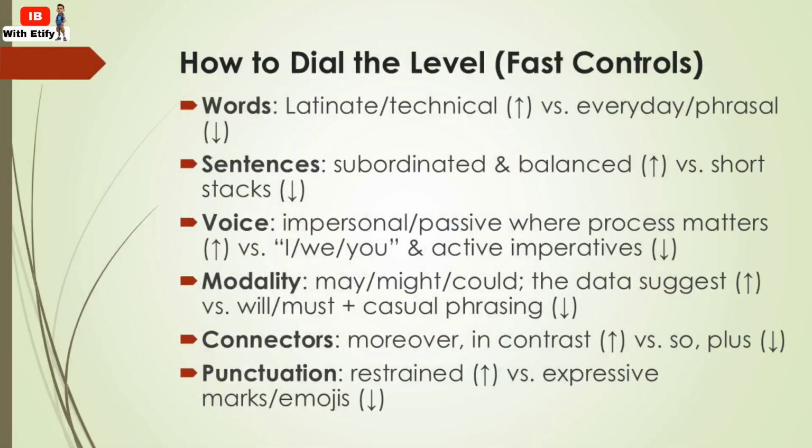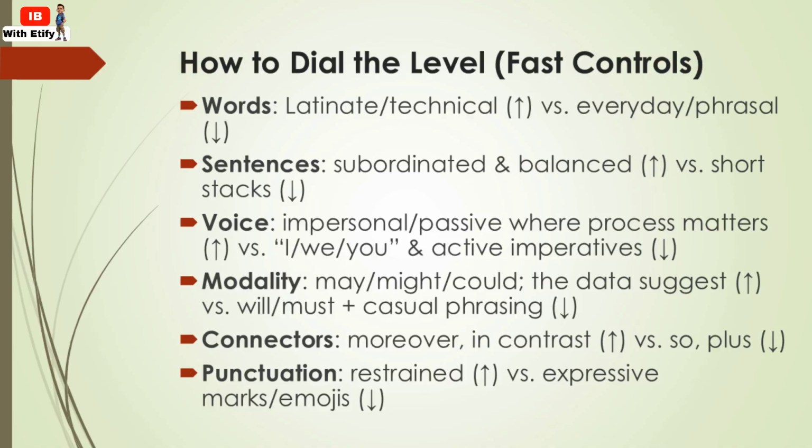A quick way to set and hold the level is to align a few levers in every paragraph. Word choice is the strongest signal. Implement, allocate, and mitigate push upward, while roll out, hand out, and cut down pull downward. Sentence design nudges the ear. Subordinated, carefully balanced lines feel more formal. Short stacks feel more informal.